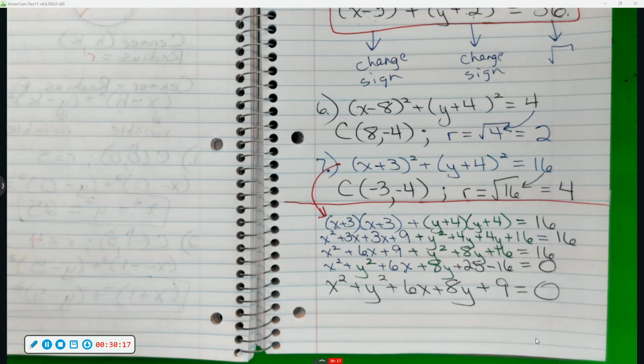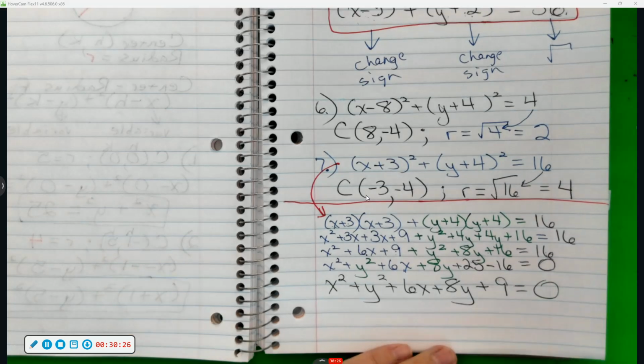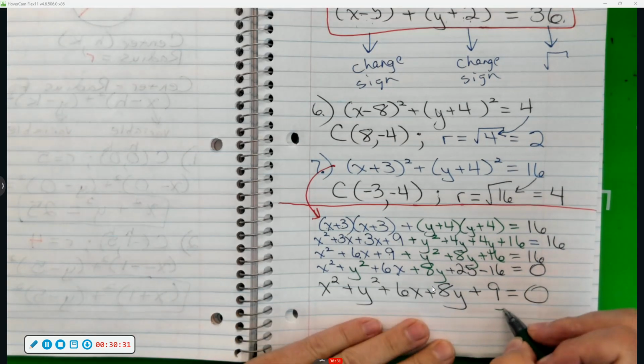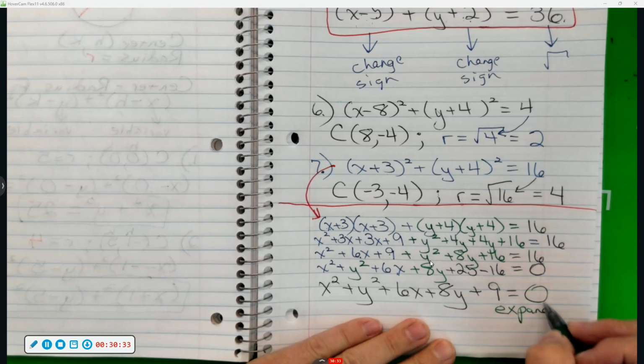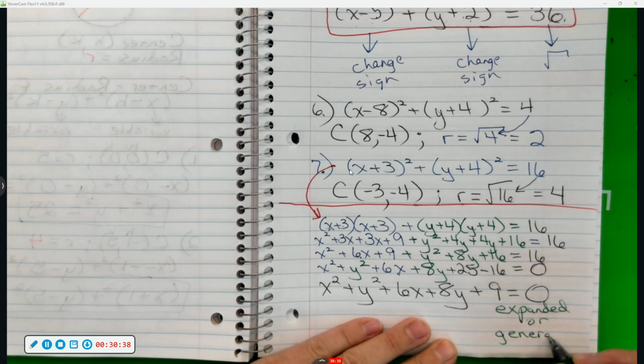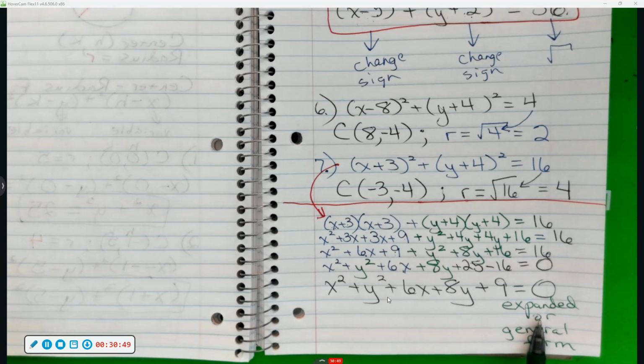This is called expanded or standard form, depending on what book you're looking at. I like to say expanded form. Some textbooks call it general form, yes. Expanded or general form. But expanded is better because that means you expanded the x plus 3 squared and the y plus 4 squared. Unless you're trying to do some implicit differentiation in a calculus class, there is nothing nice about this expanded form.